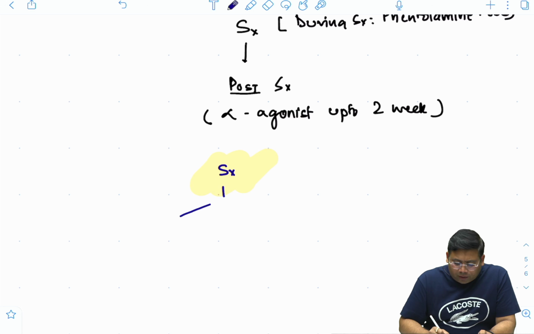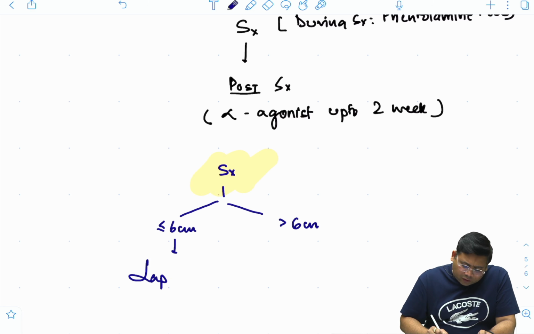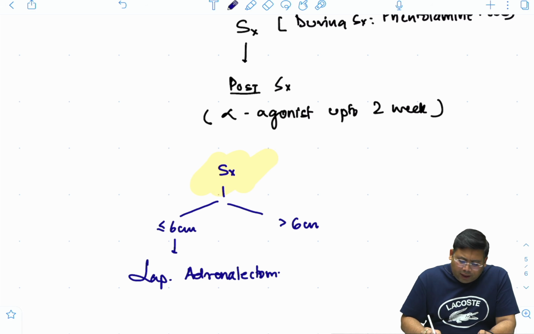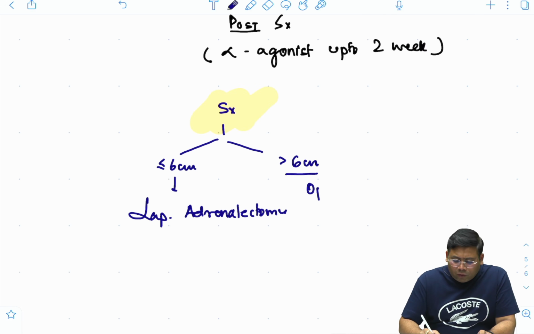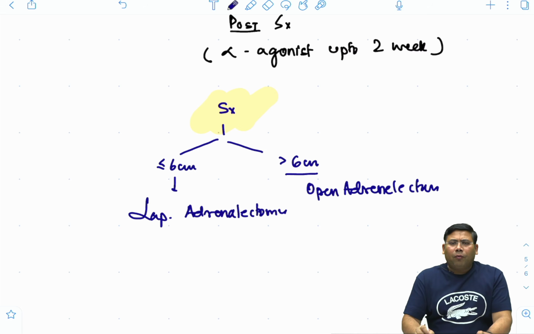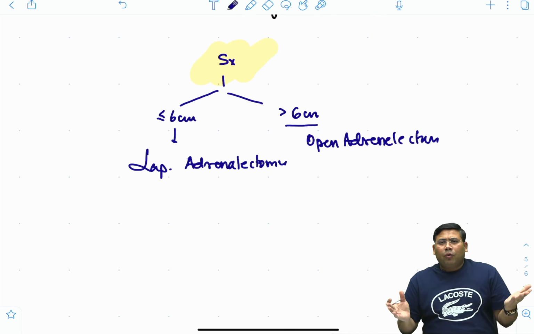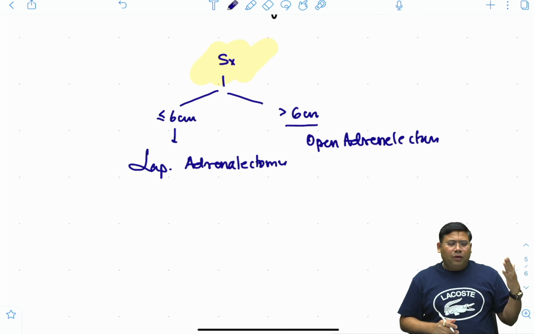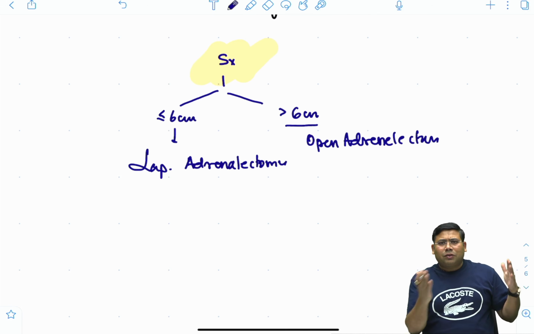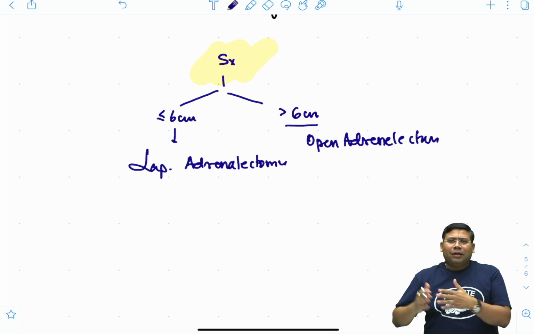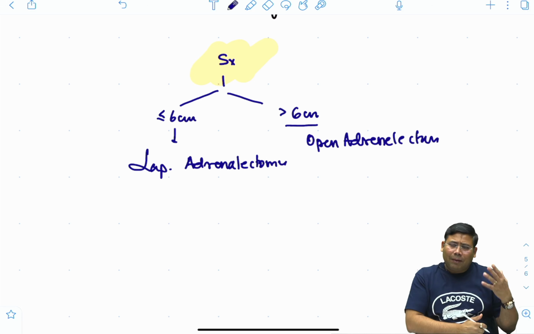Now when you're talking about surgery, this is again very interesting. If the tumor is less than or equal to 6 centimeter, we prefer to go for lap adrenalectomy. And if it is more than 6 centimeter, we go for open adrenalectomy. This is very simple. When you go for lap adrenalectomy, in a different video I'll explain the port positions, what is an open book approach, what should be on the left side of the page of this book, and what should be on the right side of the page. It's different on the right side and different on the left side. So that I will cover separately.